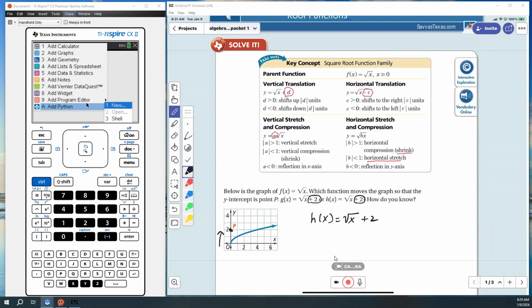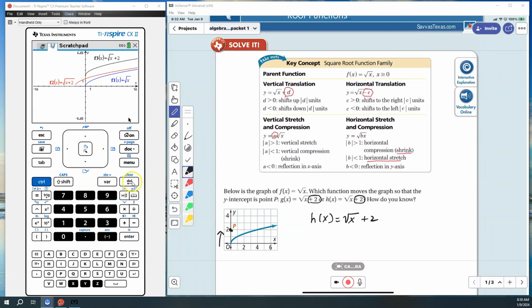And I'm going to go ahead and show you on the graphing calculator. You notice that the parent function, the square root of x, is right here. It's the blue one. And you notice that the 2 inside the radical moves it to the left, and the 2 on the outside moves it up. So the answer is this one here on top, the square root of x plus 2.